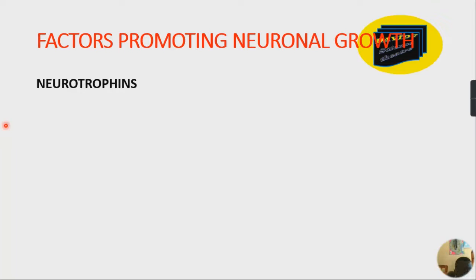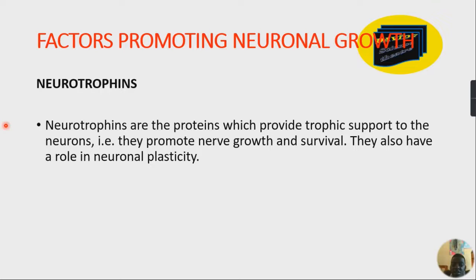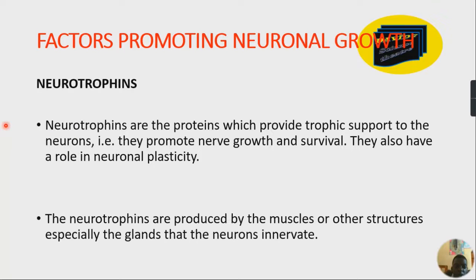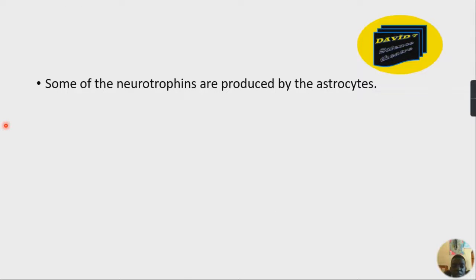Okay, these are called the neurotrophins, and neurotrophins are proteins which provide trophic support to the neurons. They promote nerve growth and survival. They also have a role in neuronal plasticity. We talked about this property of neurons in the recent video about synaptic transmission. Neurotrophins are produced by the muscles basically and other structures like the glands which the neurons innervate. Those are the ones which produce the neurotrophins, and maybe some can be produced by the astrocytes.